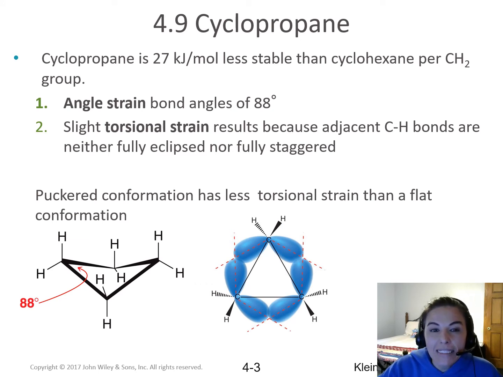Cyclopropane is about 27 kilojoules per mole less stable than cyclohexane per actual CH2 group. And there's a couple reasons for that. First of all, the angles are really tight. They're about 88 degrees, and that is not anywhere near 109.5 degrees, which is where we want to have our sp3 hybridized carbon bonds. We also get torsional strain resulting because the carbon-hydrogen bonds are eclipsing each other or nearly eclipsing each other, as you can see in the molecules drawn below.